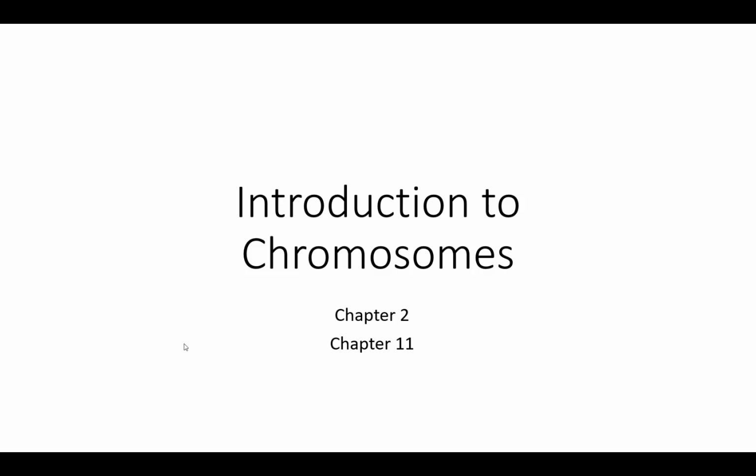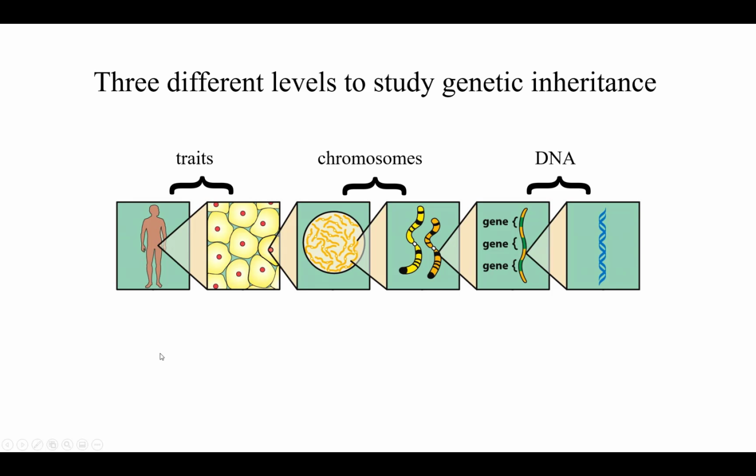This video will be an introduction to chromosomes, and it is found in chapter 2 and 11 of your textbook. So genetics is somewhat unusual in that it is studied at multiple different levels. So we will talk about traits in the organism, for example, eye color or skin color.